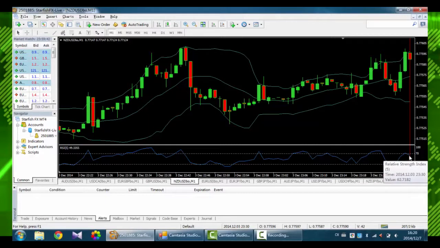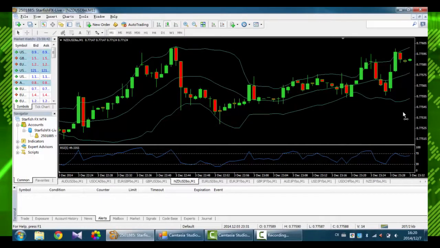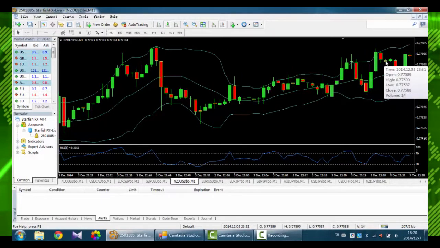Okay, still below the 70. So we will go in on this mom and baby. So let us go and buy down. Okay, first time you win. Okay, red candle down, win.